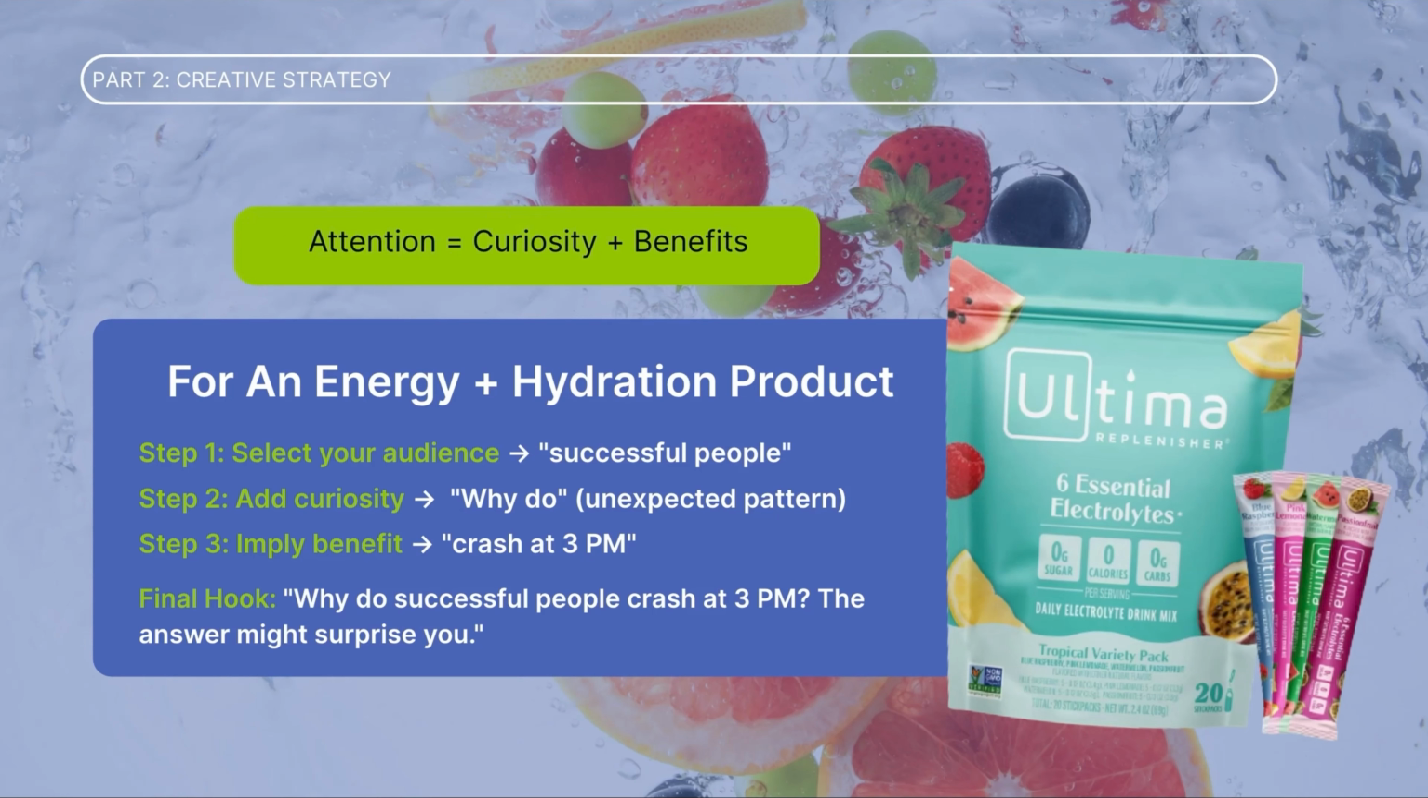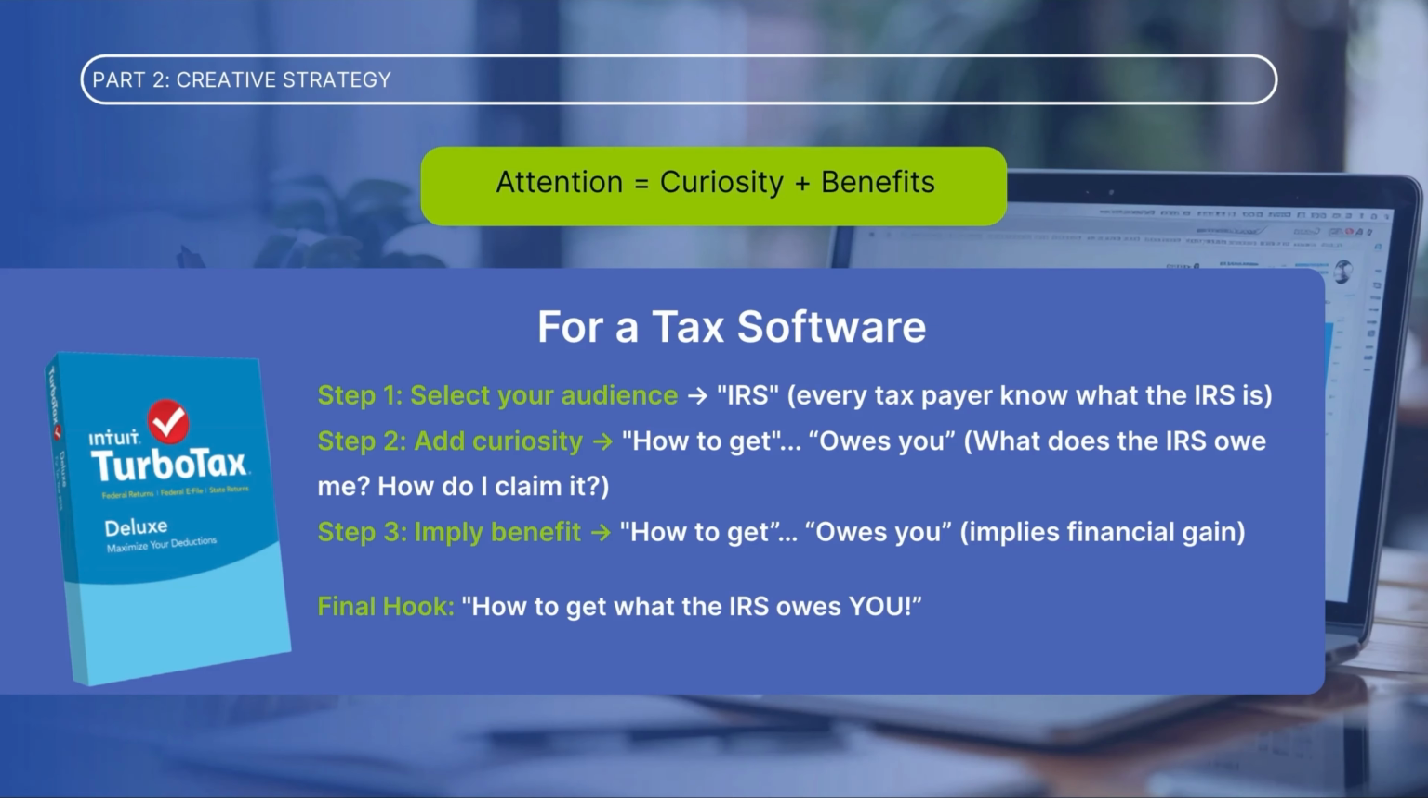Step 3, imply a benefit. Crash at 3 p.m. So our potential solution will fix this problem. So our final hook: why do successful people crash at 3 p.m.? The answer might surprise you. Now let's do another example for a tax software.